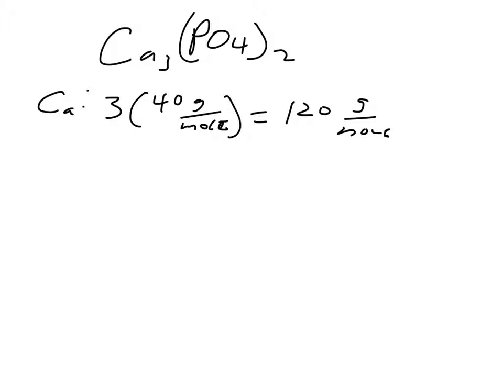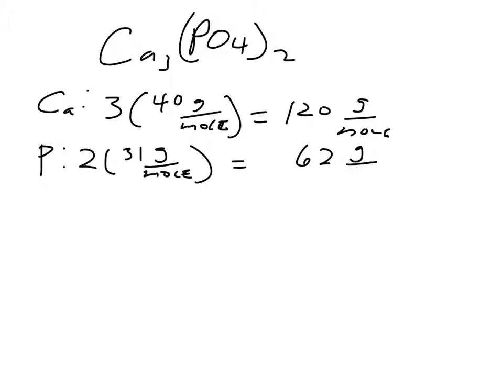Next I would do 2 times the phosphate. You treat the parenthesis as a quantity, no different than in math. So I'm going to write phosphate, and it'll be 2 times 31 grams per mole to give 62 grams per mole.